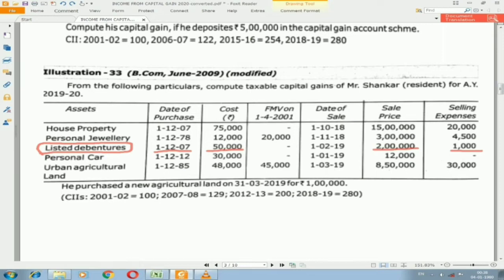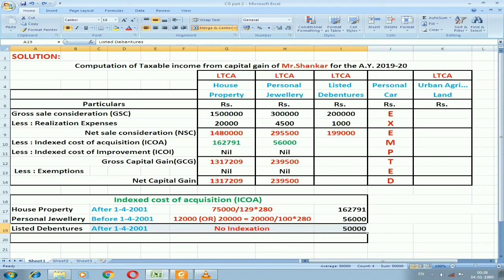If it is purchased after, the original cost will be taken. If it is purchased before, we need to compare with the market value, and whichever is higher we are supposed to take. But we are not going to use any indexation. As we are considering this as after 1/4/2001, we need to take the original cost of purchase, that is 50,000. So let us take that 50,000.